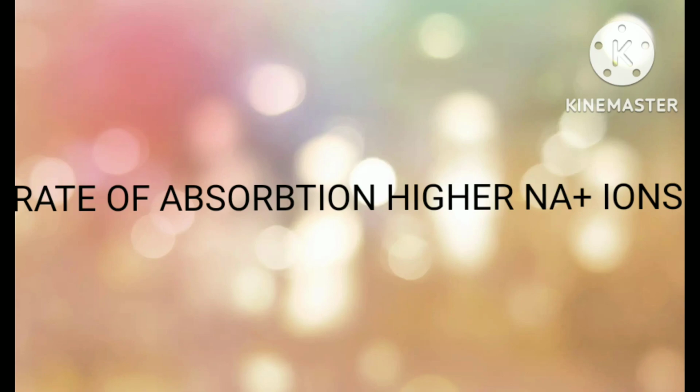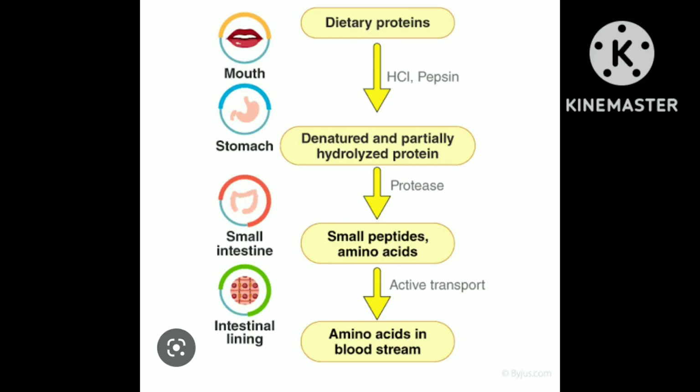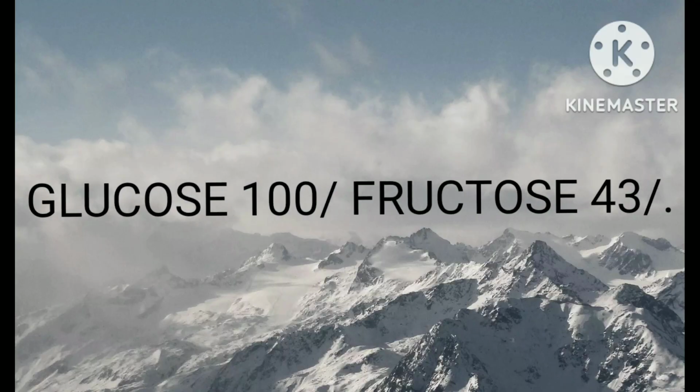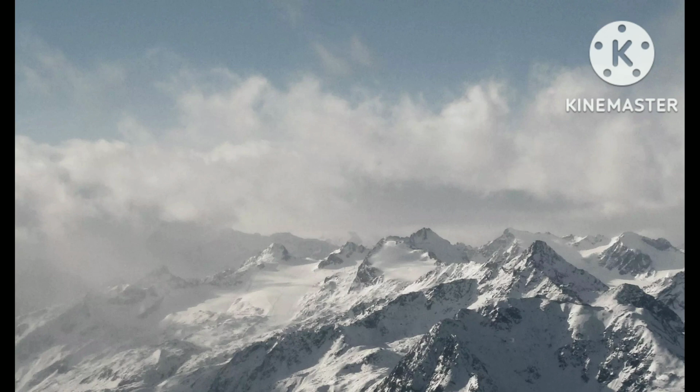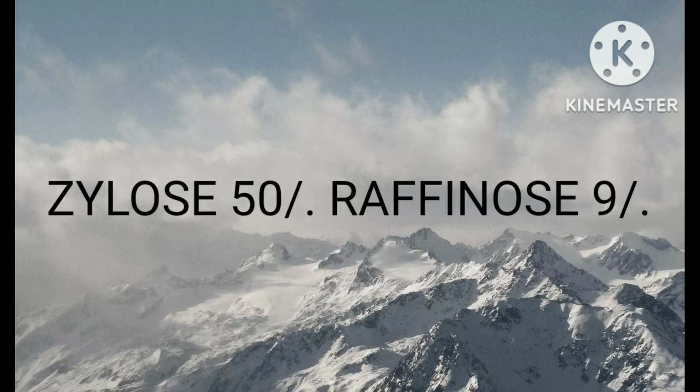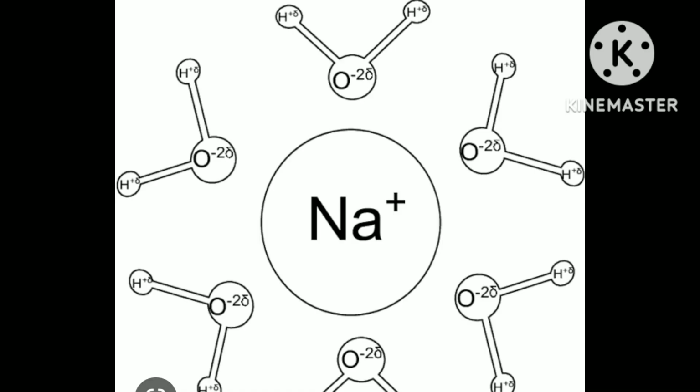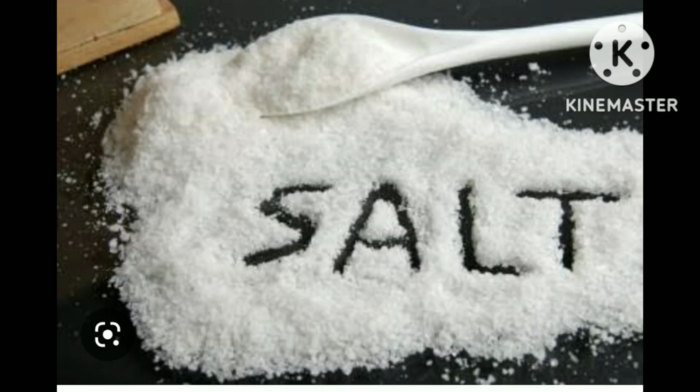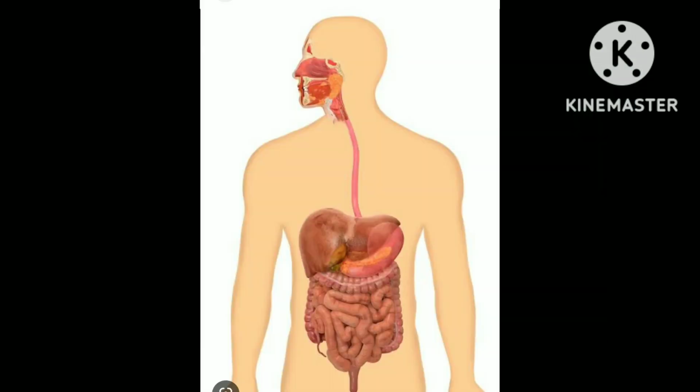The rate of absorption of different monosaccharides: glucose 100%, fructose 43%, xylose 50%, raffinose 9%. Okay, the absorption of glucose is affected by the amount of sodium ions, Na plus, in the intestine. A higher amount of Na plus facilitates glucose absorption. If the Na plus is good in your body, then the glucose will absorb very fast. If the sodium ions are very less, it will stop the absorption.